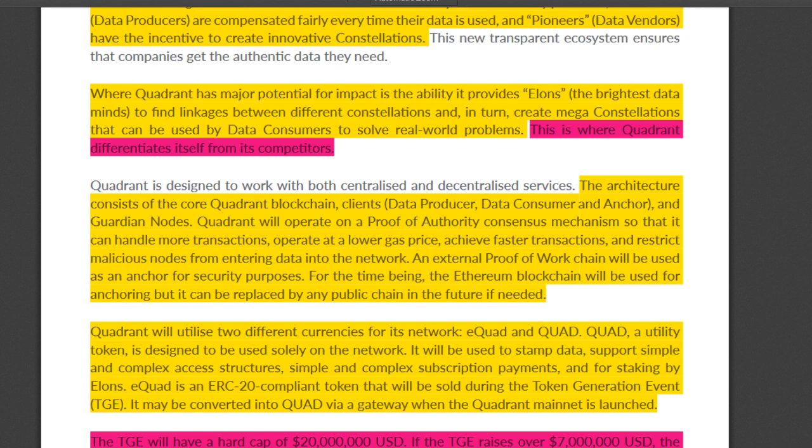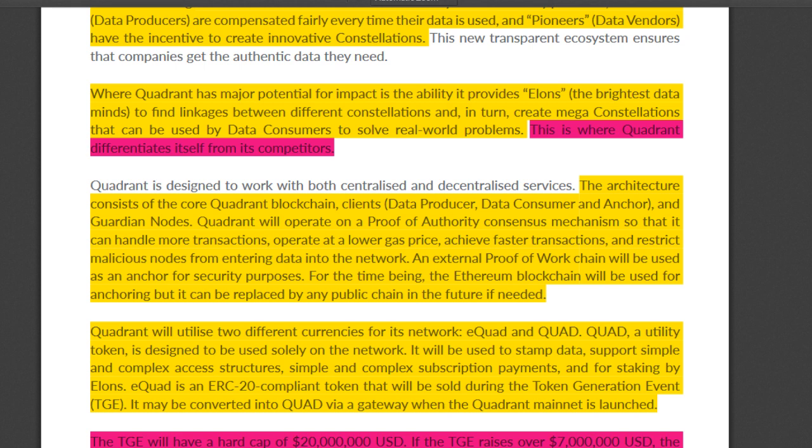So Quadrant will utilize 2 different currencies for its network, eQuad and then Quad. So that's your ticker there, Quad and eQuad. Quad's a utility token. It's designed to be used solely inside the network, and it will be used to stamp data. So that's marking which data miner produced it. Supports simple and complex access structures. There'll be some definitions for that later in the paper, so we'll touch on it again.